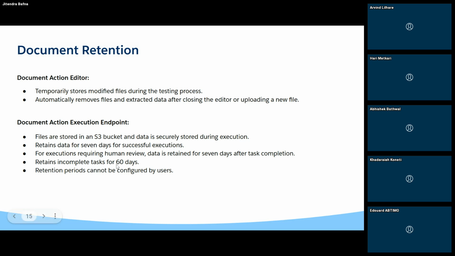Retain incomplete tasks for 60 days. So for example, if you are not reviewing the document and you are not going to approve it, it will be there for 60 days. The retention period cannot be configured by the user. We are not allowed to configure any of it. It is the policy provided by MuleSoft. I'm not sure whether we can increase that limit by reaching out to MuleSoft, but I think there should be some provision where we can increase the limit.